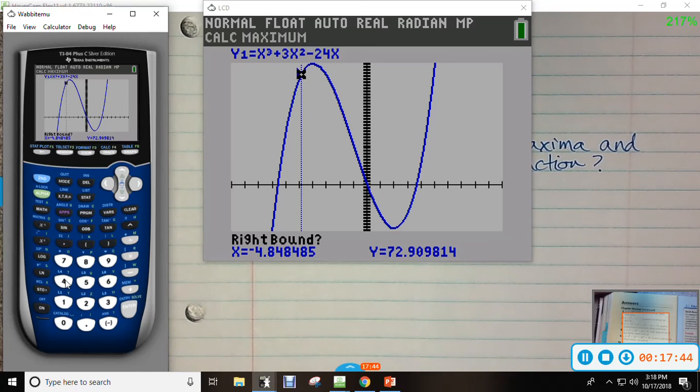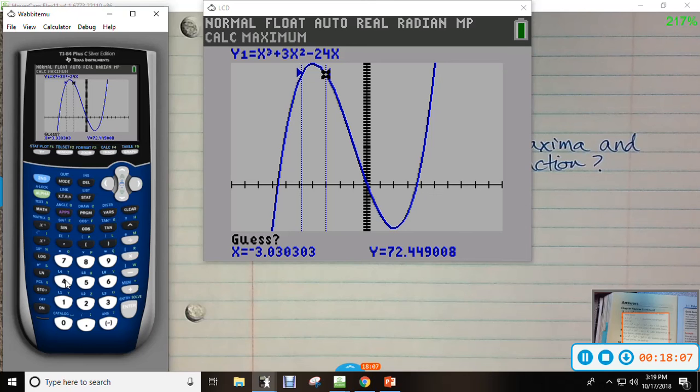Notice the bottom of your screen changed. It now says right bound. So it wants us to create a right boundary. So press the right arrow until you get to the right side of the hill. Press enter. And now I've got those 2 vertical lines there. You should have 2 arrows that are facing each other, and the top of that hill should be between the arrows.